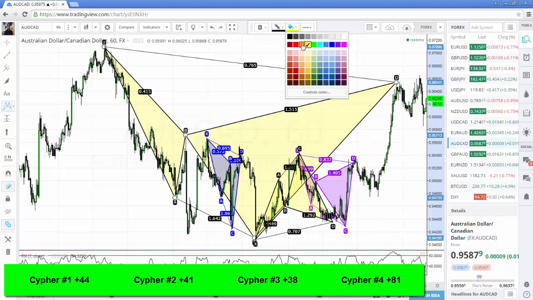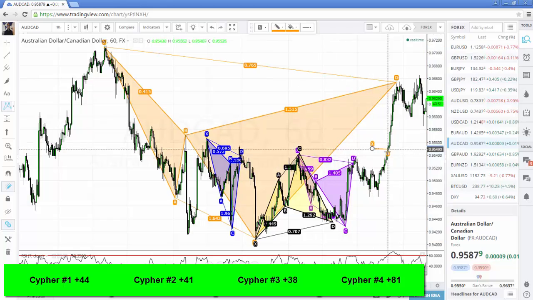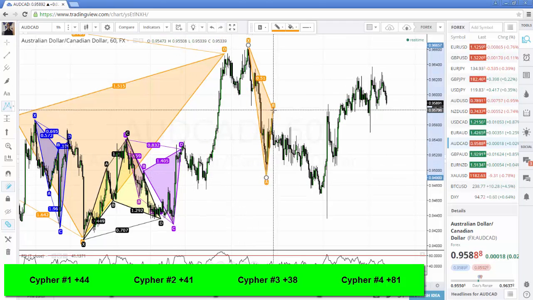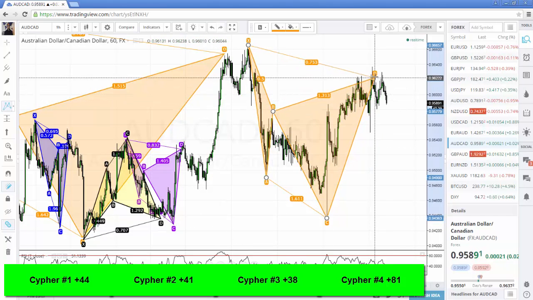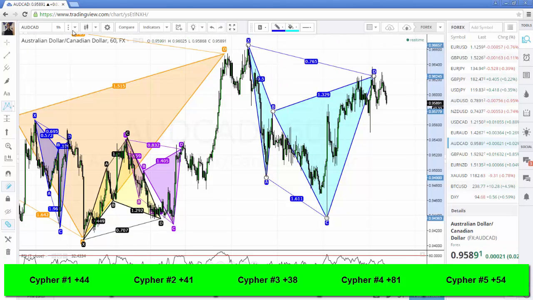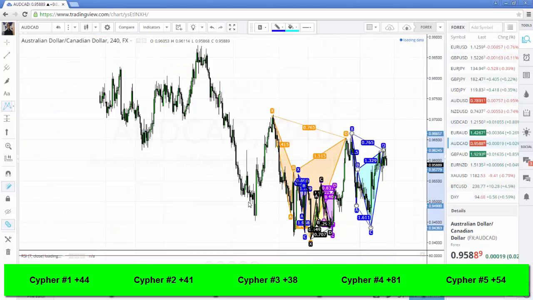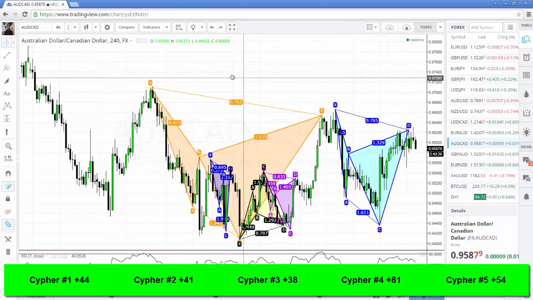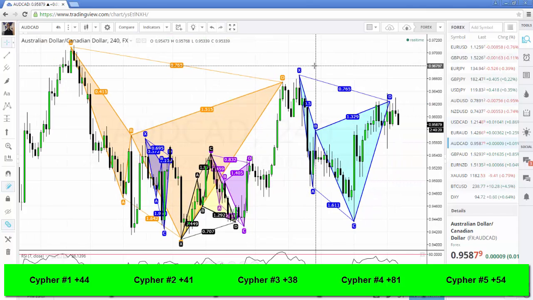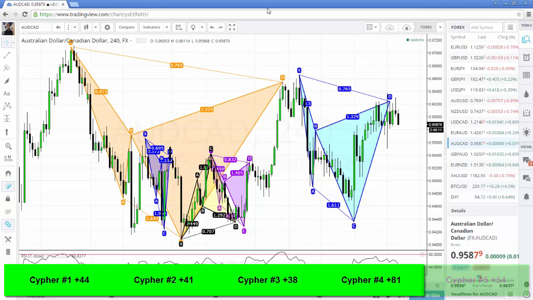And then we finally had our last Cypher complete yesterday looking like this. X to A to B, B to C with the spike down here, and a CD completion right up here. So if I zoom back out to the 4-hour chart, you'll see that within the last month on the AUDCAD here, we had 5 consecutive Cypher pattern winners. I think if you were to just take everything off at target 1, which is what Jason and I have been doing in the syndicate, you're looking at about 250 pips on this pair over the last month. And that proves a lot of points.